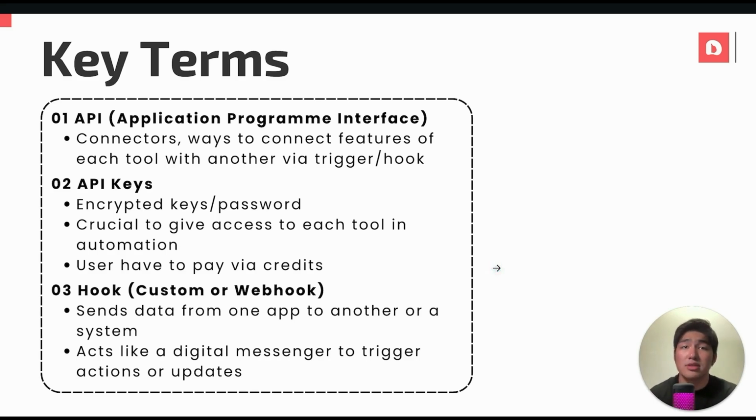Lastly, the third most important term is hooks. And you hear a lot about custom or web hooks. Essentially it's sort of like a trigger to get information from one place to another, right? So what it does is that it sends data from one application to another or system. For example, if a user fills up a Google form with their details such as name and email address, we could then have all of this information sent over to our automation that we could use in our automation workflow. And this is essentially super effective in creating the systems that we want.